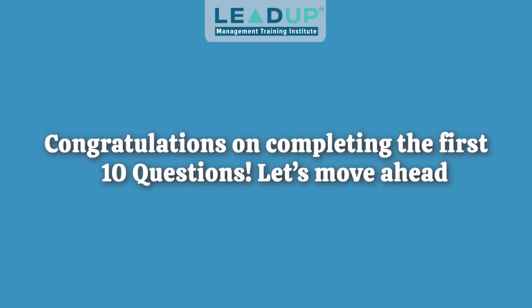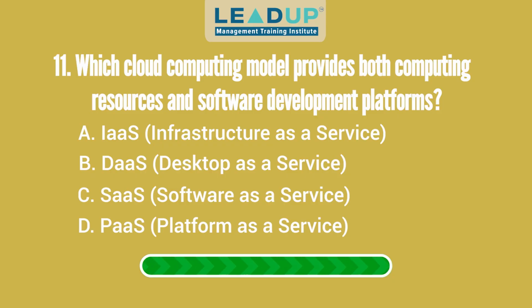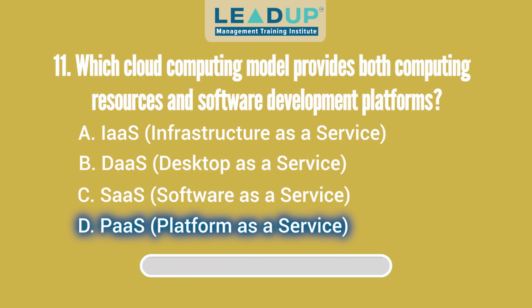Congratulations on completing the first 10 questions. Let's move ahead. Question 11. Which cloud computing model provides both computing resources and software development platforms? A. IaaS, Infrastructure as a Service. B. DaaS, Desktop as a Service. C. SaaS, Software as a Service. And D. PaaS, Platform as a Service. Answer D. PaaS, Platform as a Service.